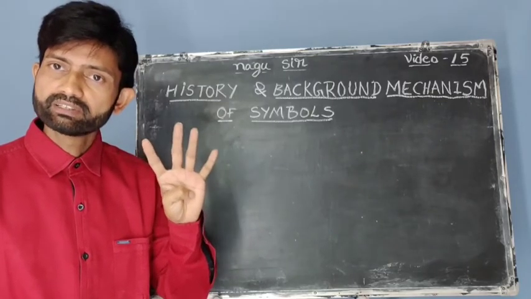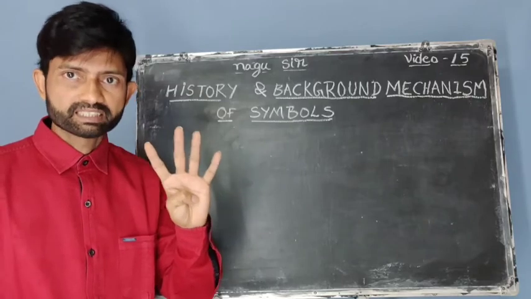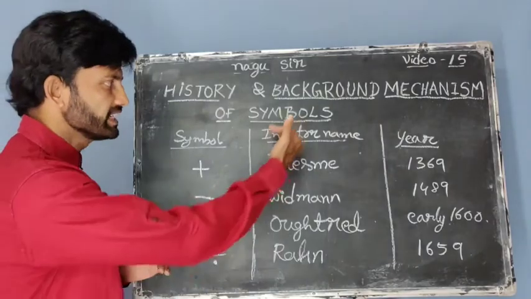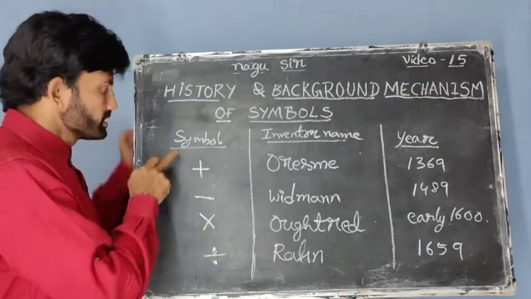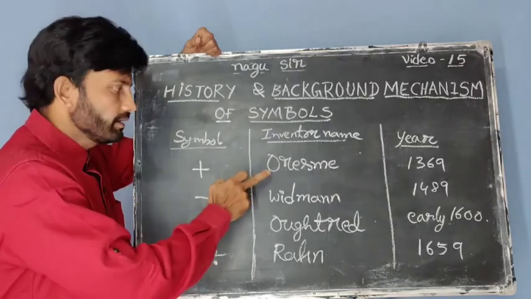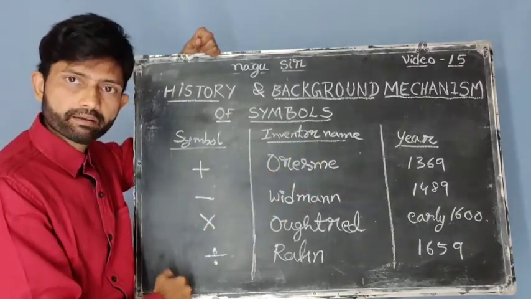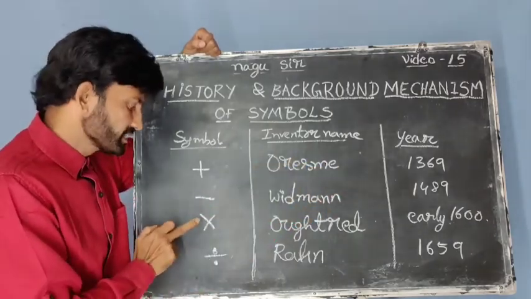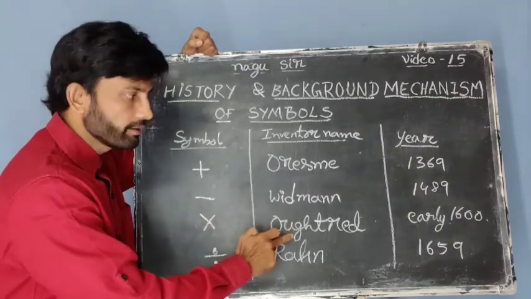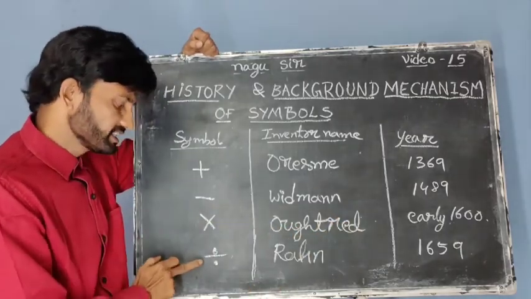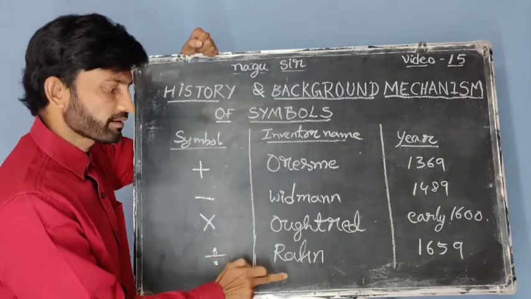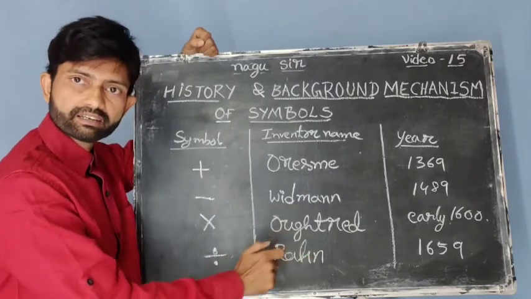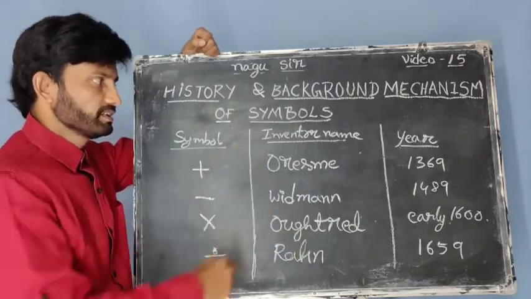Today I want to give the inventors' names of these symbols. Here we have the symbols and the inventors' names. The plus symbol was invented by Orisme in 1369. The minus symbol was invented by Widman in 1489, and the into symbol by Odred in the early 1600s. The divided by symbol was invented by Johannes Rahn in 1659. So these are the names of the inventors.